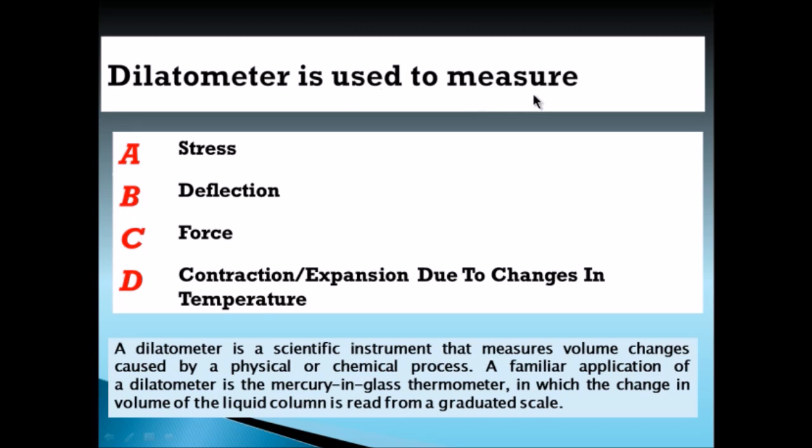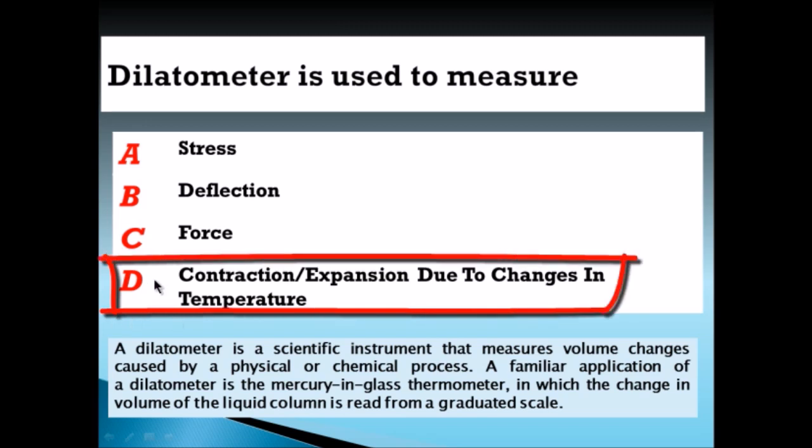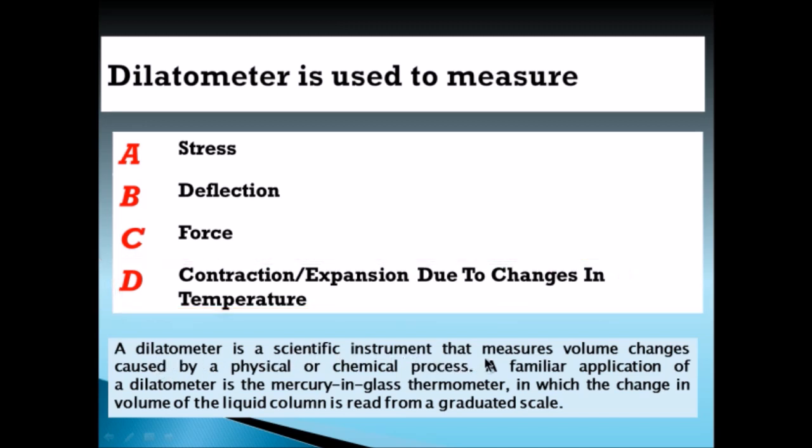Dilatometer is used to measure. Dilatometer is used to measure the stress, deflection, force or a contraction or expansion due to changes in temperature. So the answer is D, contraction or expansion due to changes in temperature. A dilatometer is a scientific instrument that measures the volume changes caused by a physical or chemical process. A familiar application of the dilatometer is the mercury in glass thermometer, in which the change in volume of the liquid column is read from a graduated scale.